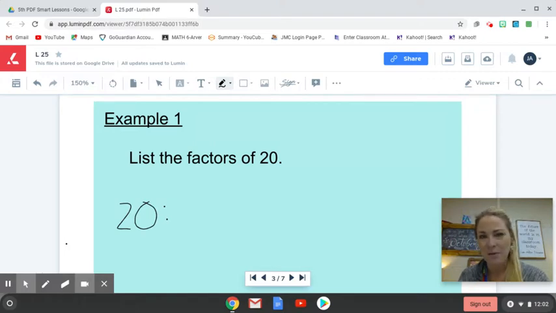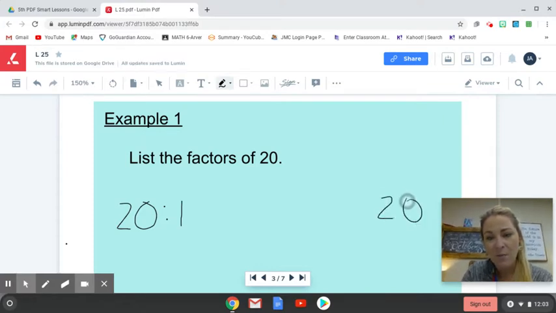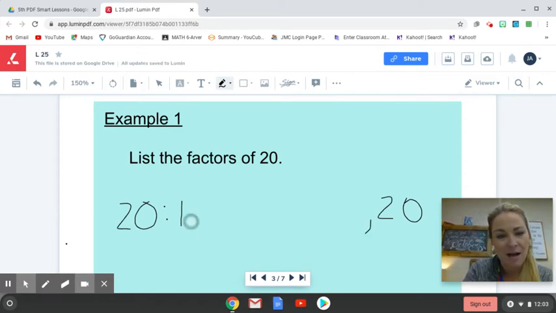So again, I start with my number 20. I'm going to start with my lowest counting number, which is 1. 1 can always go into any number, 1 and itself. So 1 and 20. I'm going to write that all the way over here, hoping that I leave enough room. 1 and 20 are factors of 20. I'm going to add my commas. I'm going to go on to my next counting number, 2.